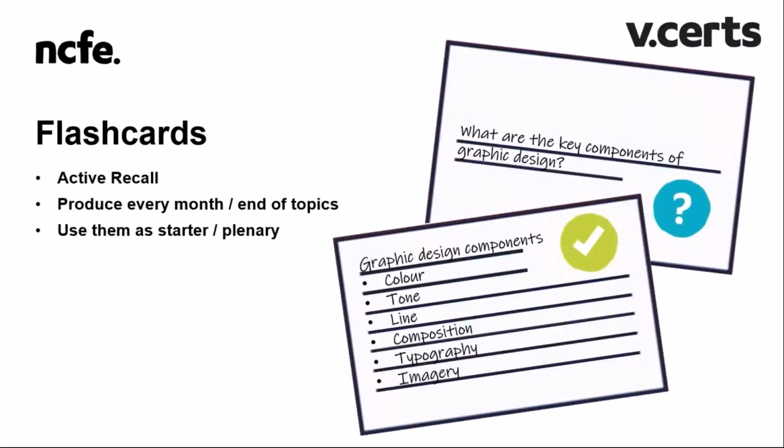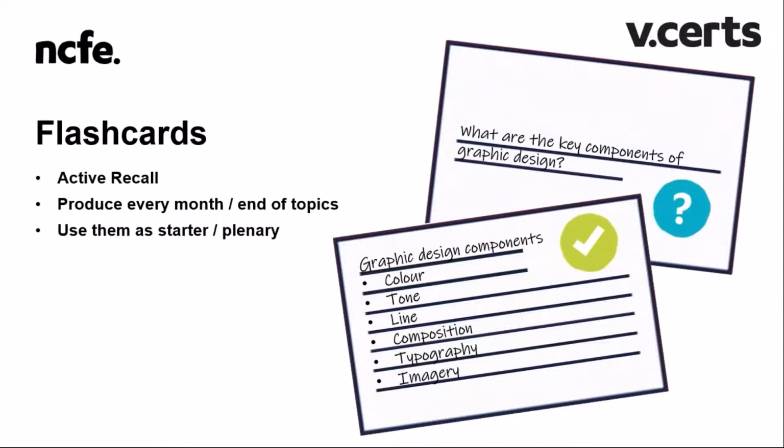Another way of using active recall is the use of flashcards. In this case, I've got a graphic design question on one side and the answer on the other side. And it would be good to start flashcard production from the beginning of the course, as soon as your learners begin this course. So for example, depending on how often you see them, it might be every week or every month or every half term, learners are to produce flashcards on what they've learned. And then they can use those flashcards as lesson starters or plenaries every so often. This way, they will have built up a bank of flashcards by the end of the course.